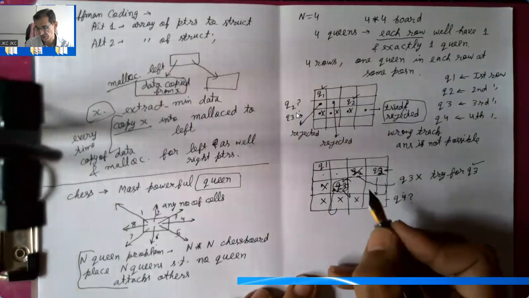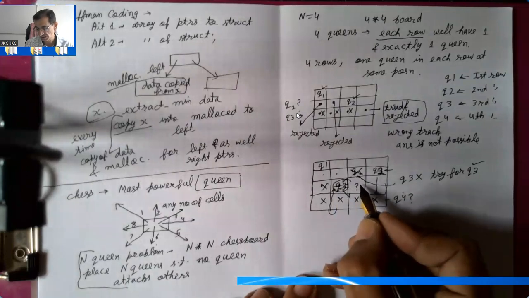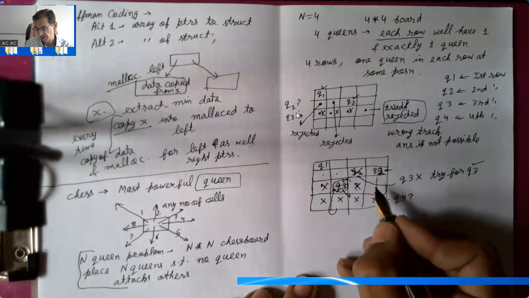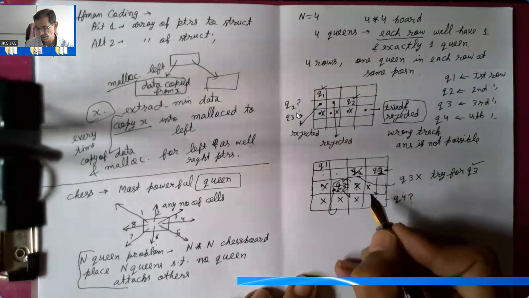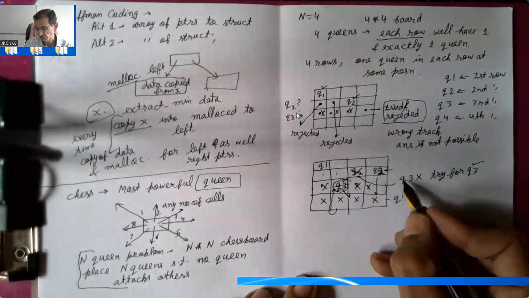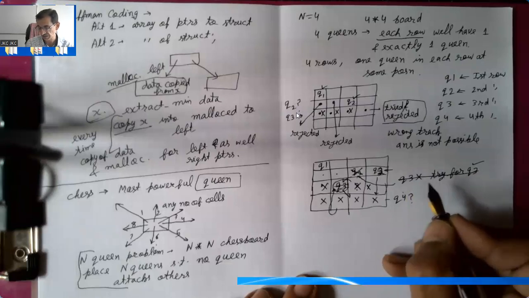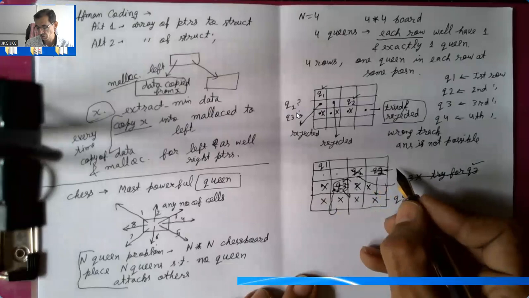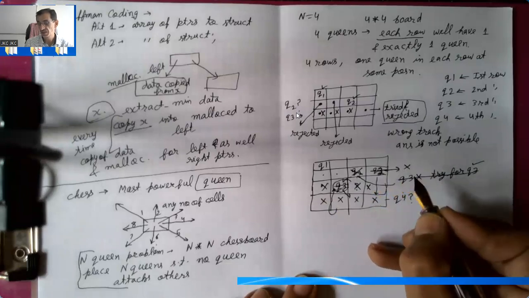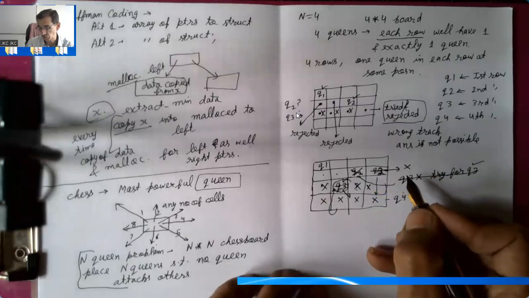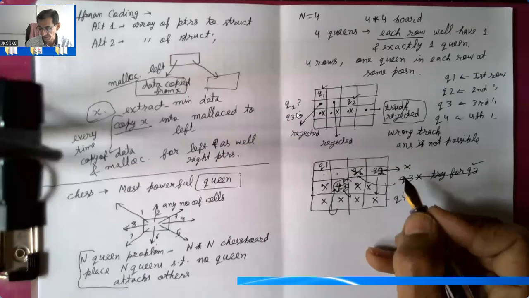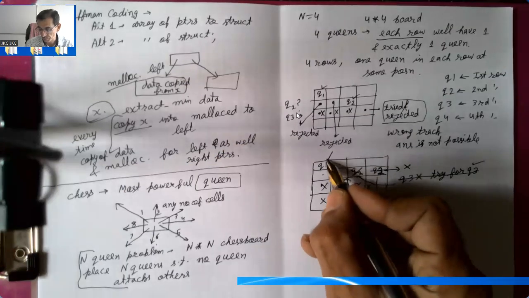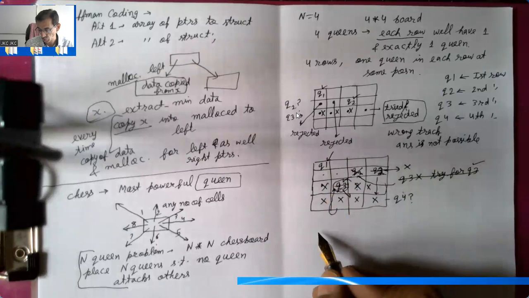So don't place Q3 here. Can I place Q3 here? No, there is an attack. Can I place Q3 here? No, no possibility for Q3 also. Q3 rejected. Rejected means go back again. Try for Q2. Q2 further cannot be placed, so I tried another Q2. Q2 again rejected. Rejected will mean I have to backtrack again, to Q1.